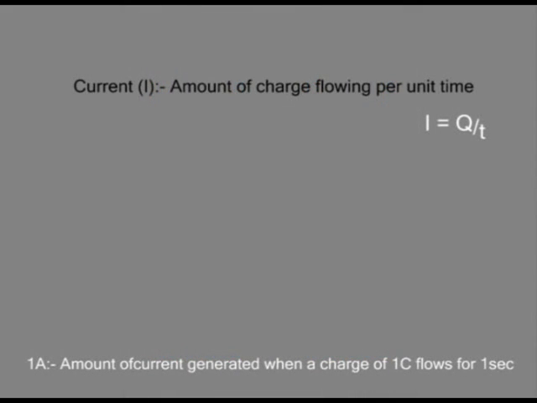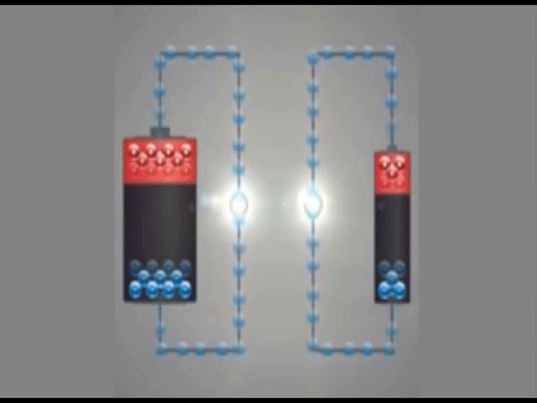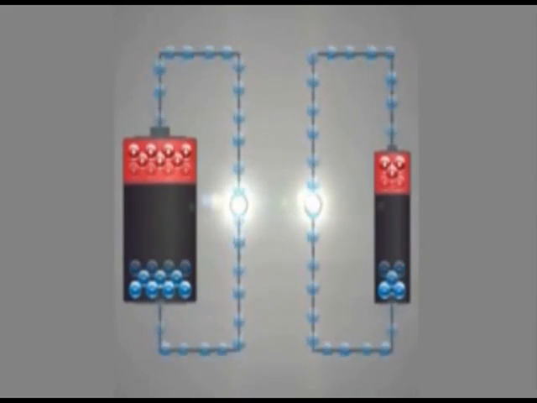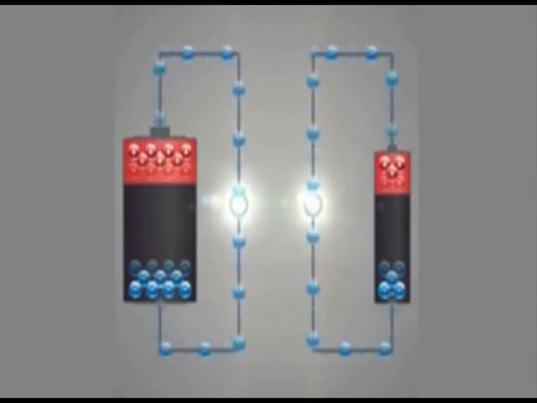Therefore, if 600 coulombs flow through a conductor in 5 minutes, the current can be calculated as I is equal to Q over T. 600 coulombs divided by 5 times 60, we get 2 amperes. Notice though that the battery does not create any charge. No, it only generates a driving force, EMF, that drives the electrons through the external circuit.